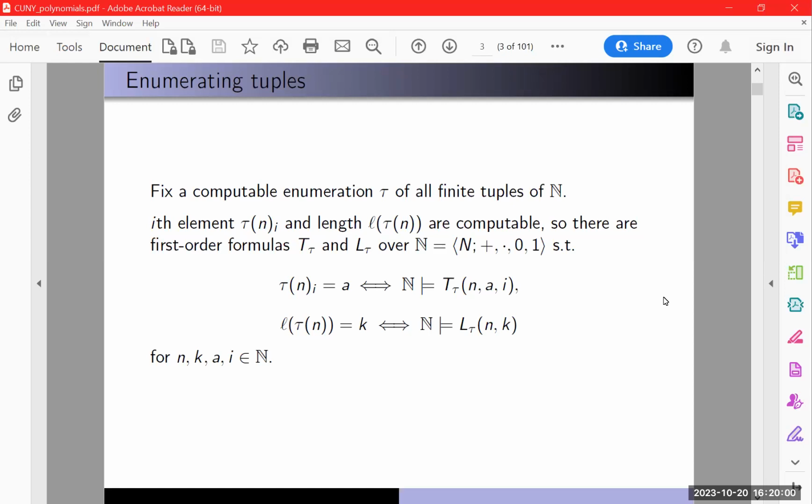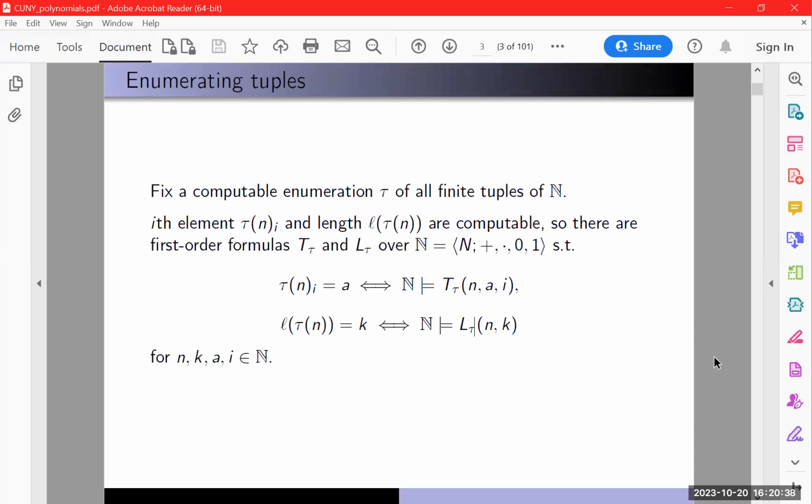And then the function that computes length and the function that computes the ith element of tuple number n, well, they're computable, so we can express them by some sort of first order formulas. Well, even actually just by equations, but whatever. So by first order formulas. So we are going to have formula T capital that says that tuple number n has number a in place number i. And we are going to have formula L capital that says that tuple number n has length k.